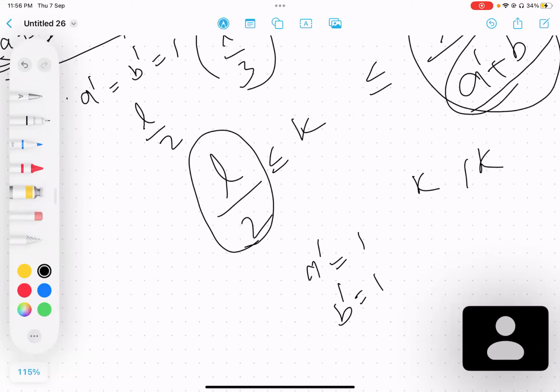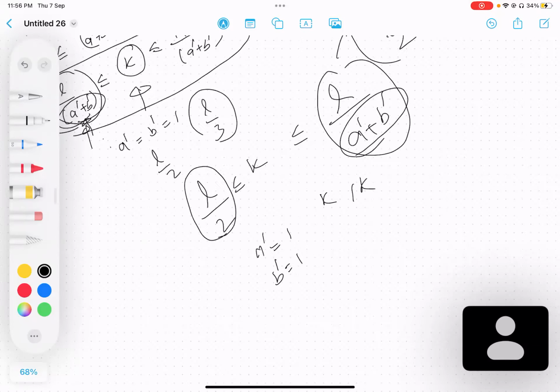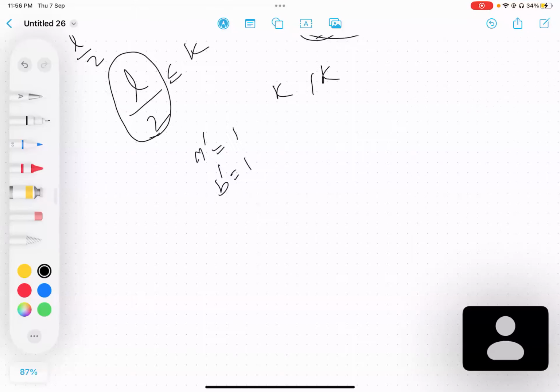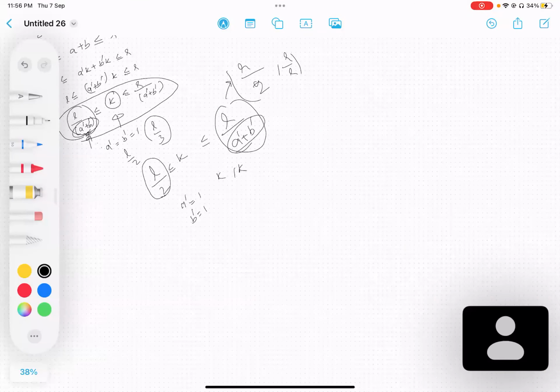So basically what I'm saying is... Hello. Yes. Can you explain from there, where a dash equals b dash equals 1? Yeah, I will explain once again.